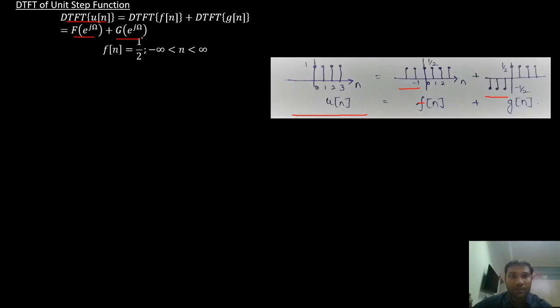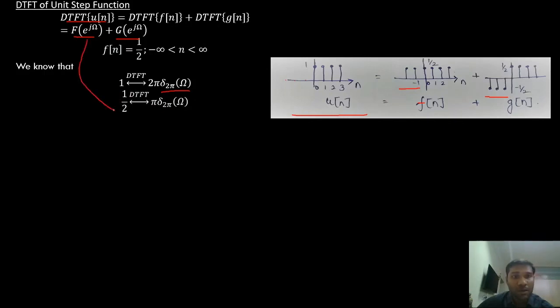So f of n, we know what is the DTFT of 1. It is 2 pi into delta 2 pi of omega, right? If we take an impulse train with period 2 pi and strength 2 pi, the inverse DTFT of that impulse train is going to be 1, right? Now for half, on both sides I will divide by 2. So 1 by 2 has the DTFT pi into delta 2 pi of omega. So my F of e power j omega I have found out, right?